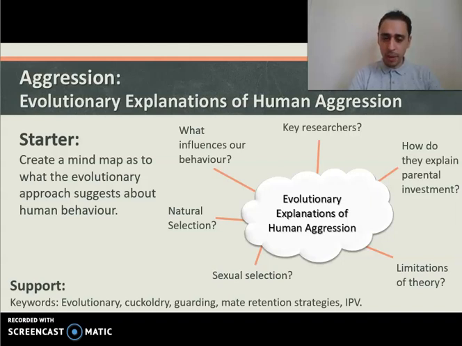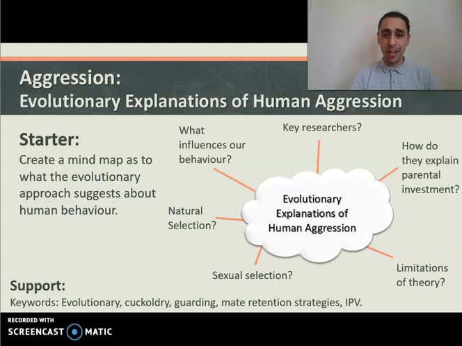Starter: create a mind map as to what the evolutionary approach suggests about human behavior. What influences our behavior according to the evolutionary explanation of human aggression? Natural selection, how does that influence aggression? Sexual selection, key researchers, how do they explain parental investment? And are there any limitations to this theory? Have a little go doing a mind map about the evolutionary explanations of human aggression.